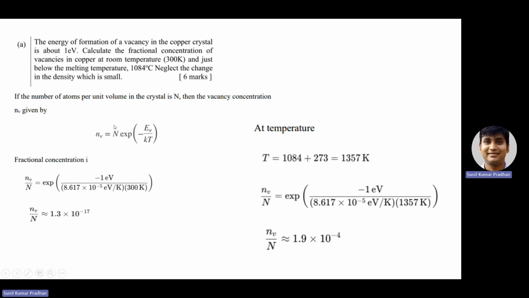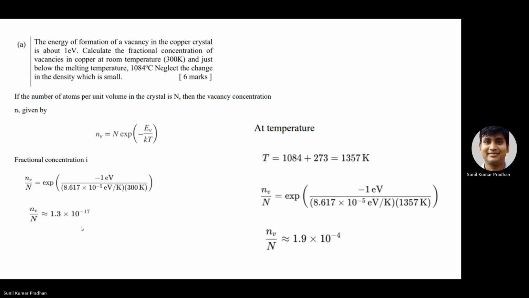So first you have to find what my fractional concentration is, that is Nv divided by N at 300 Kelvin, that is room temperature. If you put all these values here, along with the Boltzmann constant and temperature value, then the fractional concentration will come to 1.3 into 10 to the power minus 17. Remember, this is a fractional concentration. That means you have to take the fraction, so there is no unit of it. It is just a numerical value. So here, 1.3 into 10 to the minus 17.